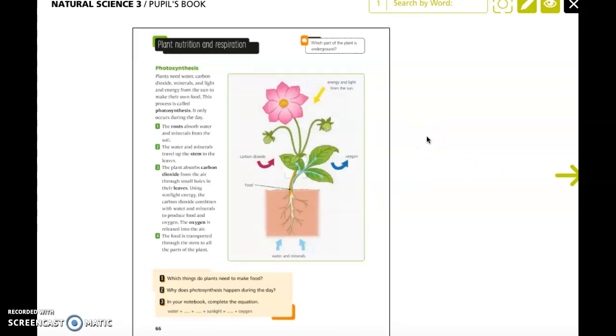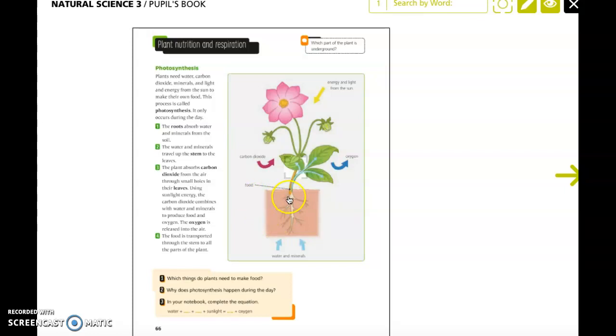And then a really important part of the nutrition of a plant is photosynthesis and respiration. Plants need water, carbon dioxide, minerals, and light, and energy from the sun to make their own food. This process is called photosynthesis, and it only occurs during the day because the plants need energy and light from the sun. Okay? The roots absorb water and minerals from the soil.